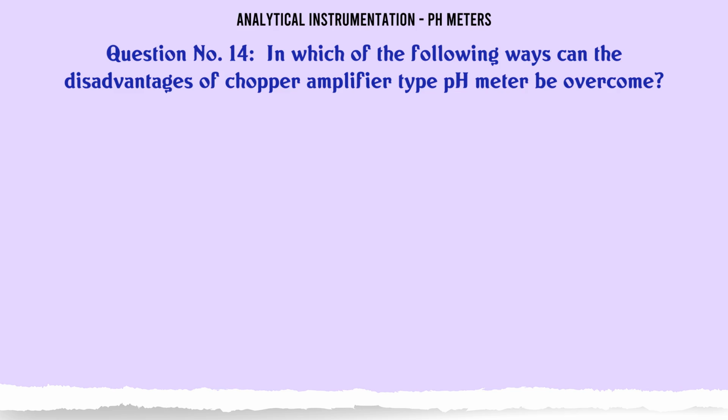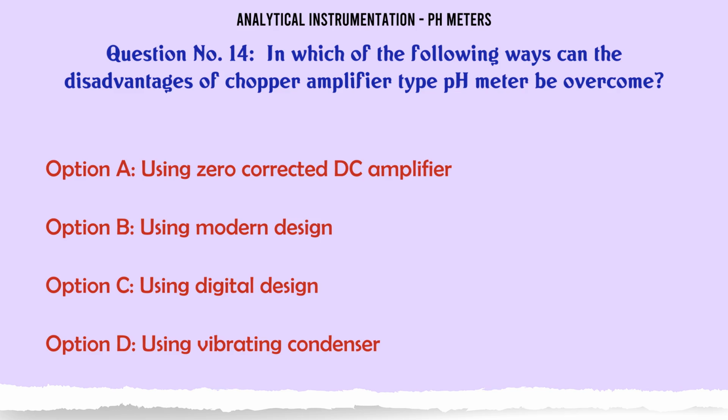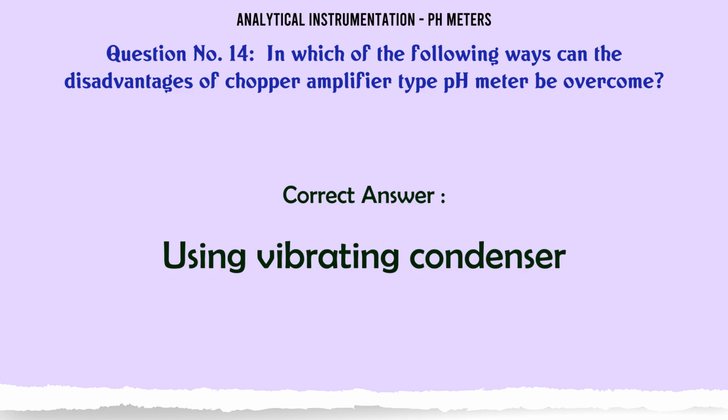In which of the following ways can the disadvantages of chopper amplifier type pH meter be overcome? A. Using zero-corrected DC amplifier. B. Using modern design. C. Using digital design. D. Using vibrating condenser. The correct answer is using vibrating condenser.